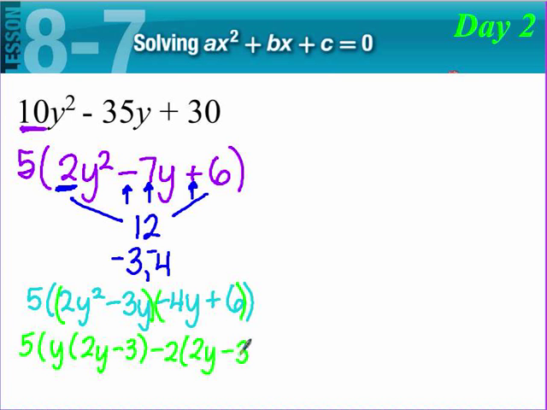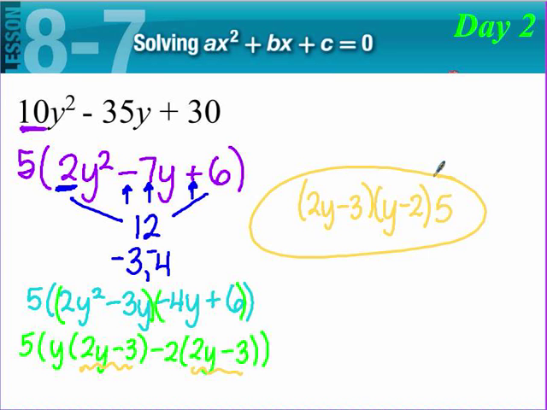Minus 3. Okay, so last but not least, I noticed that my 2y minus 3's match up. So that is one factor. What's my other factor? Y minus 2. And then what else? And then you have to have a 5. Well, sorry, I'll put it here at the front.